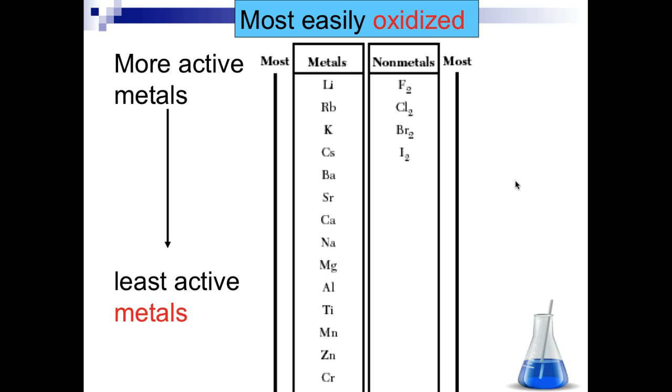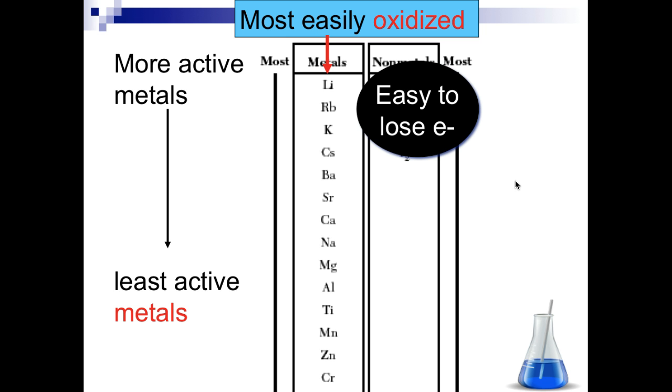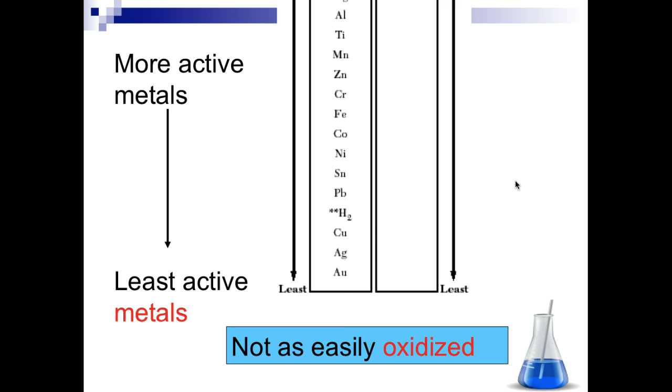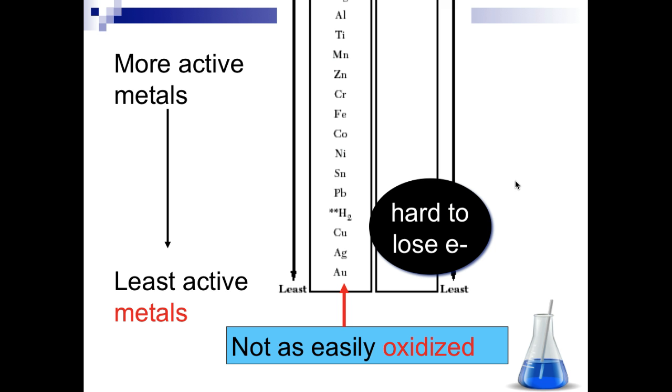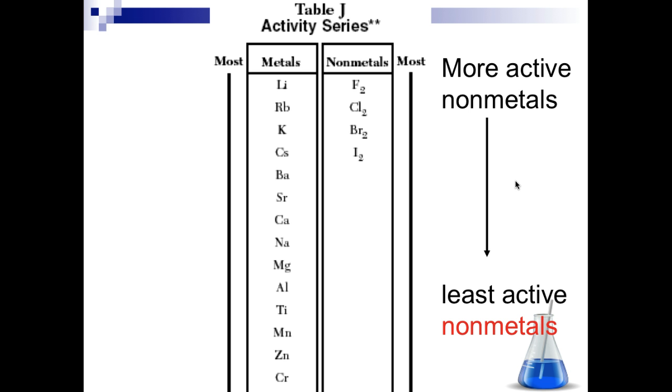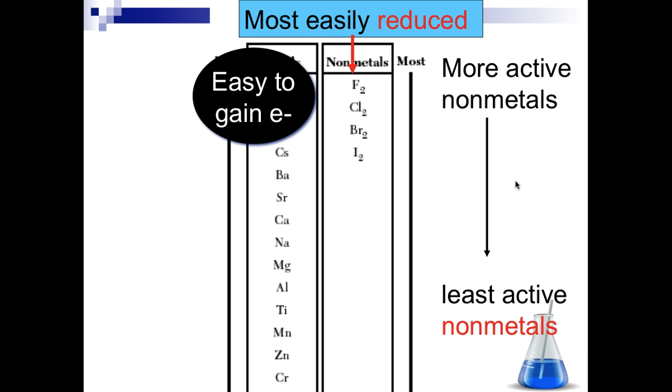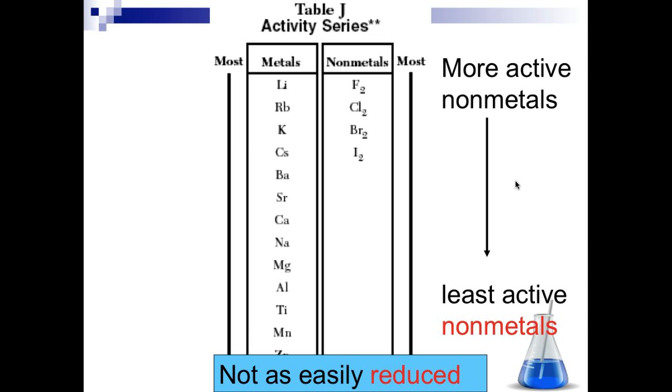The ones at the top are most easily oxidized, and then that goes down. So that means they're the easiest ones to lose electrons. If they're at the bottom, that means they're not easily oxidized, so it's hard for them to lose electrons. Same thing with your nonmetals, from more active nonmetals to least active nonmetals. The nonmetals at the top are going to be the ones most easily reduced. That means it's easy for them to gain electrons, because remember, nonmetals like to gain electrons. And the ones at the bottom are not easily reduced because it's very hard for them to gain electrons.